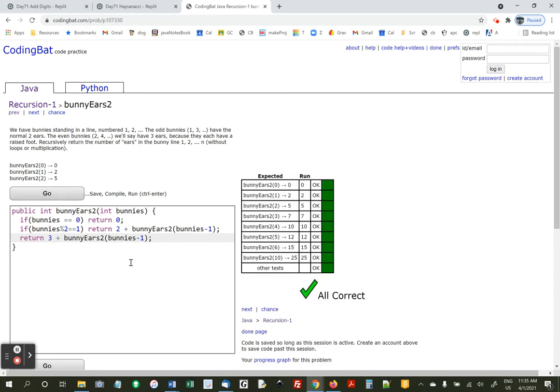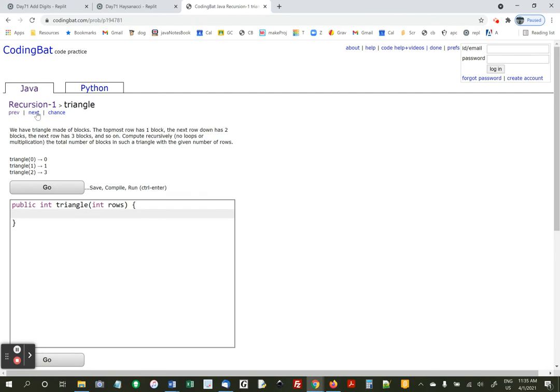There we go. So our base case is if there's no more bunnies, we return 0. That's how we get out of the recursion. And then otherwise, there we go. All right, next, we have a triangle made of blocks. Topmost row has 1 block, next row 2, 3, 4, like that. So if they're telling us that it has 2 rows, then we know we have a row of 2, and then we have a row of 1. So that's up to, pardon me, 3 blocks total.